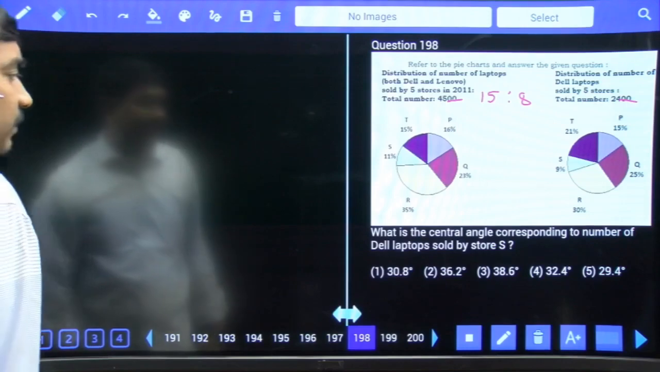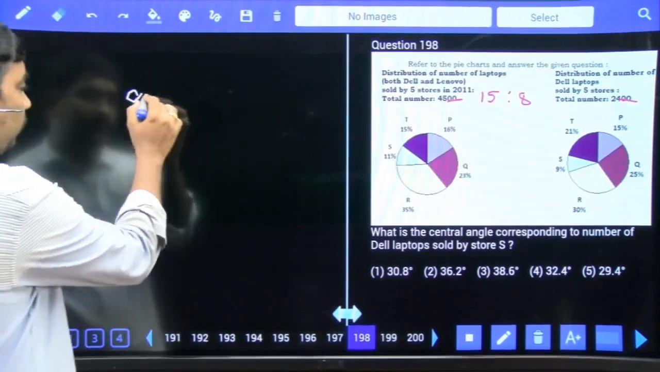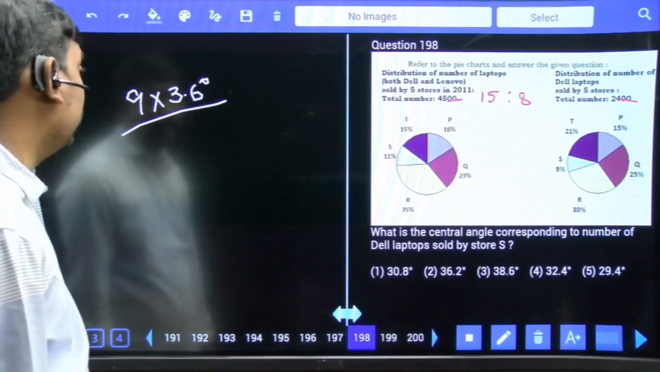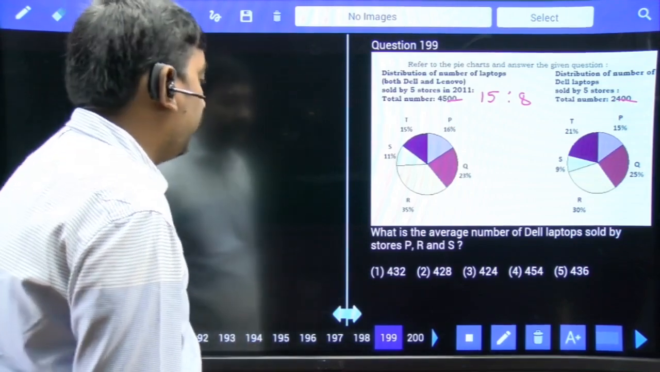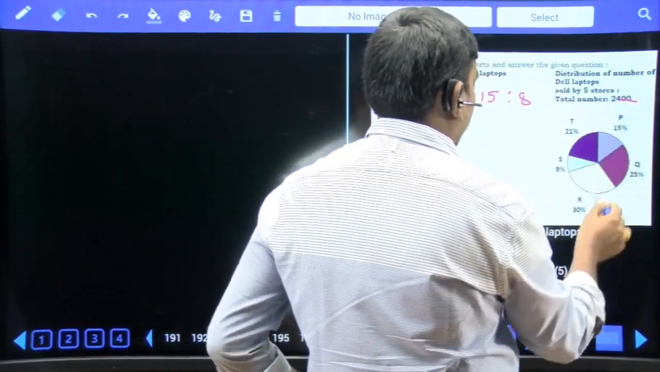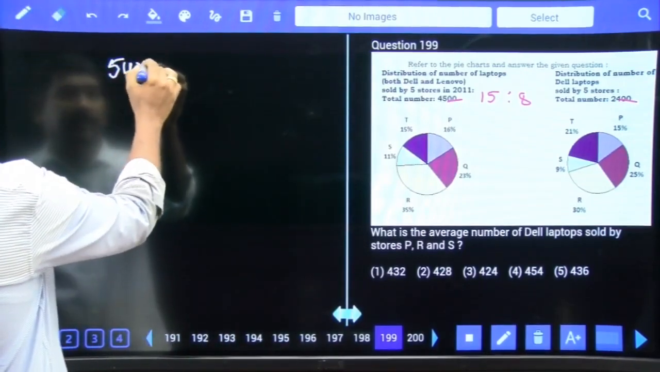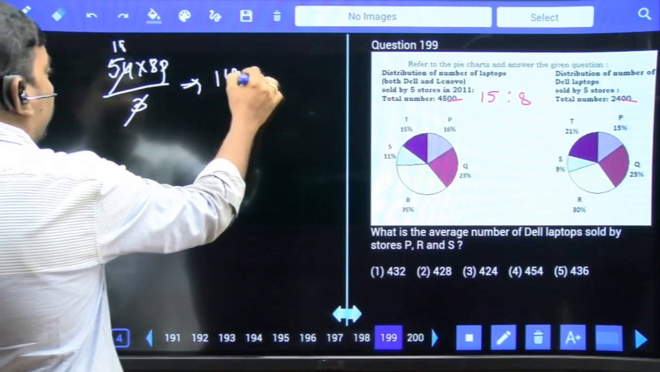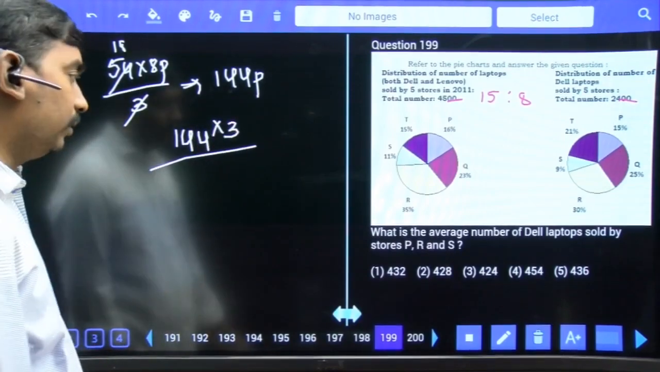What is the central angle corresponding to the number of Dell laptops sold by store S? 9 into 3.6. 1% value 3.6 degree, 9% value 9 into 3.6, 32.4 degrees. What is the average number of Dell laptops sold by PRS? PRS. 15 plus 30, 45 plus 9, 54% means 54 into 8 parts. Average means by 3, 18 times 8, 144 parts. As you know, 1 part value 3, then 144 parts value 144 into 3, 432.